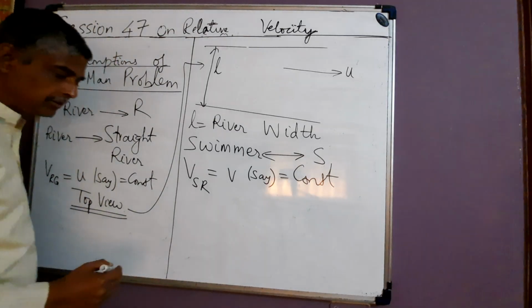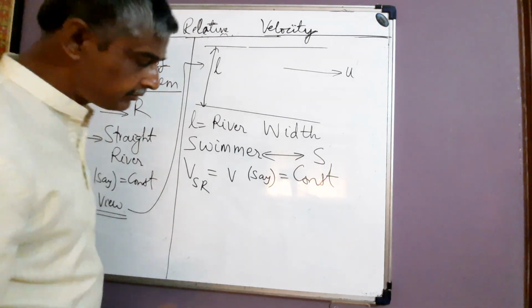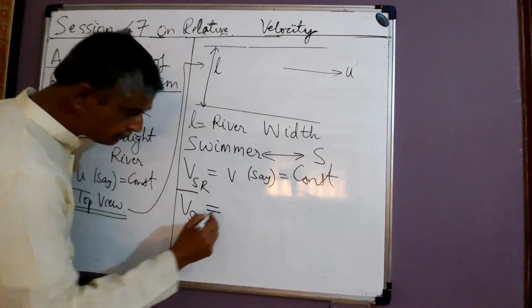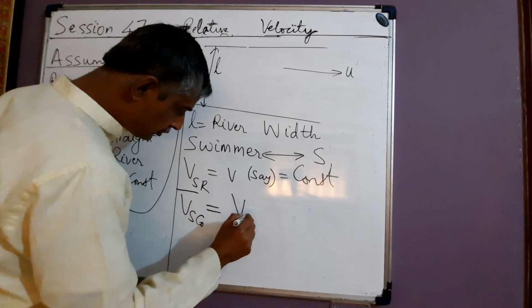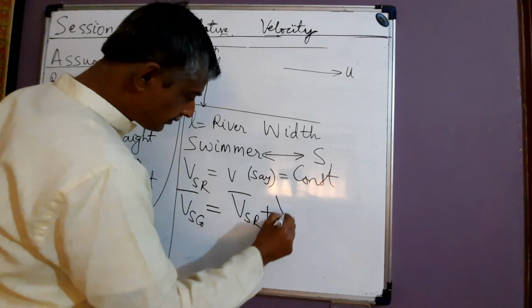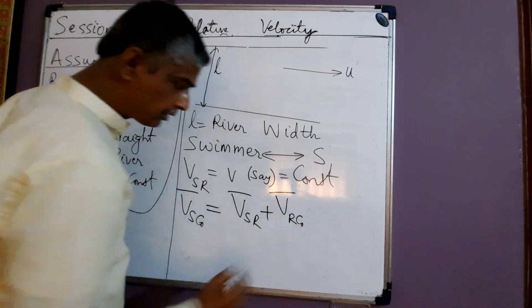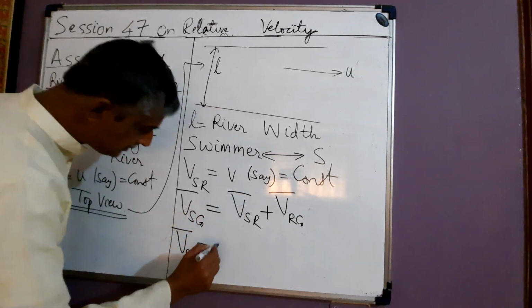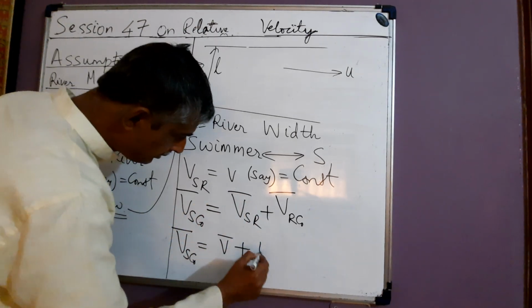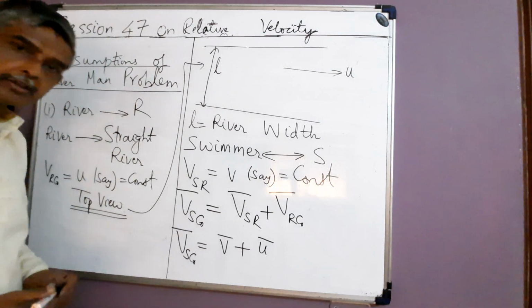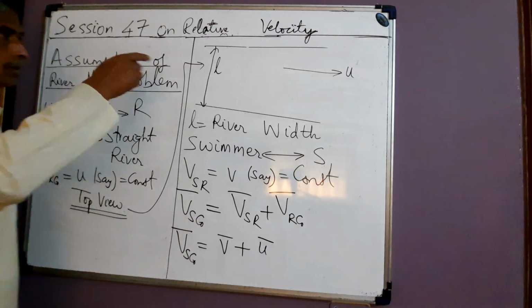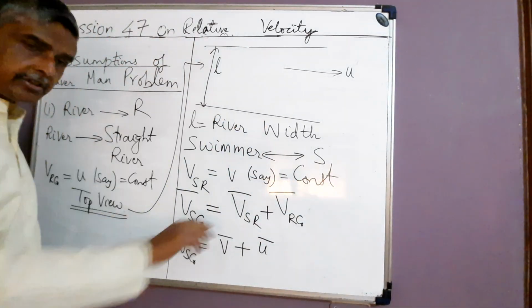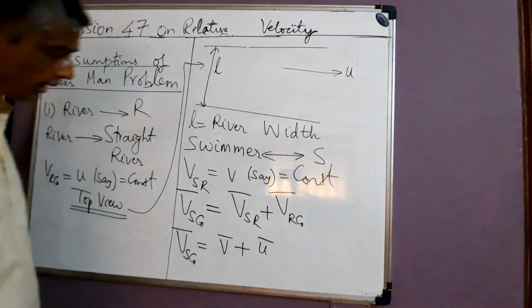Therefore, for the case of translating frame, VPF equal to VPM plus VMF, we write here as VSG, velocity of swimmer with respect to ground, is equal to velocity of swimmer with respect to river plus velocity of river with respect to ground. VSR is nothing but vector V and VRG is nothing but vector U. So this is the introduction of this river man problem. Whatever assumptions are required, they have been stated here.